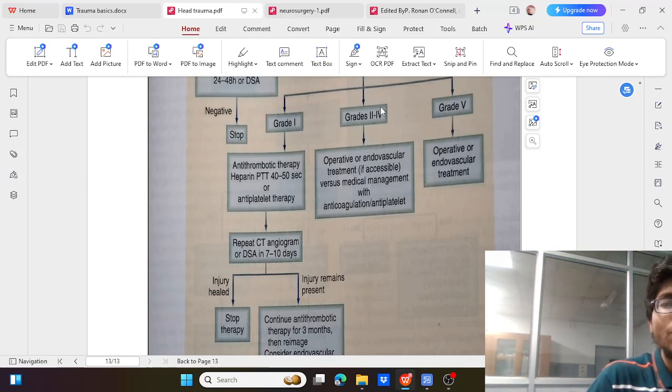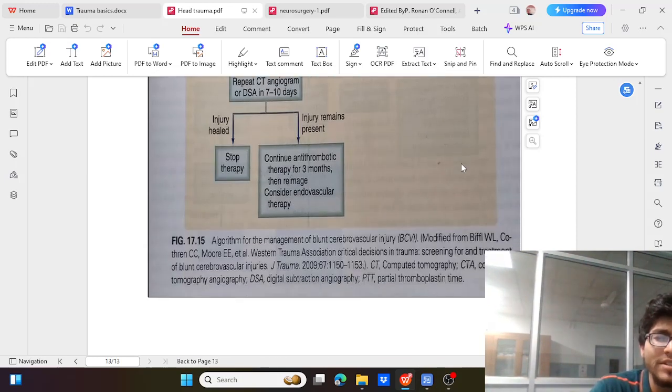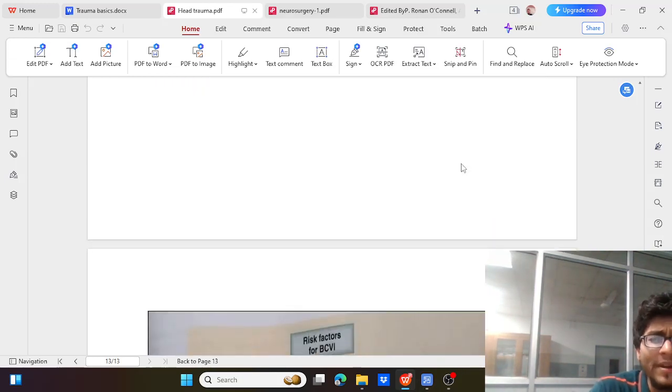Then in case of grade 2 to 4, we'll go for endovascular treatment or operation. Okay. If possible by medical management, by anticoagulation, antiplatelet, but mainly as per the condition and the scenario, we'll go mostly with the operative endovascular treatment. Then grade 5 will definitely need operative or endovascular treatment. So this was all about cerebrovascular injury, and hope it has been understood.